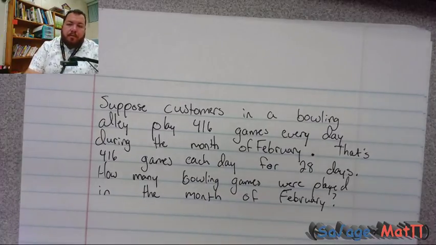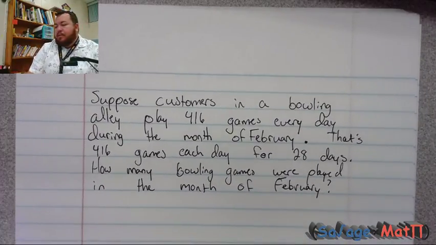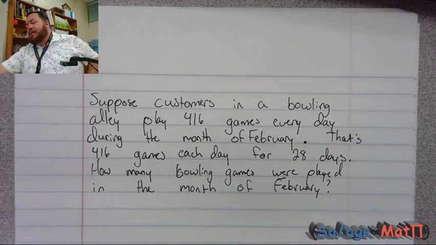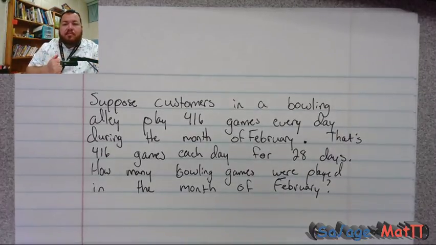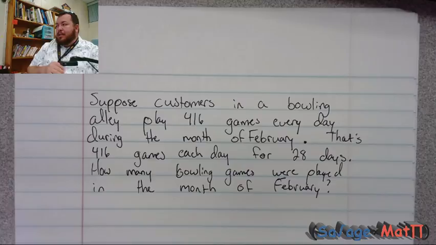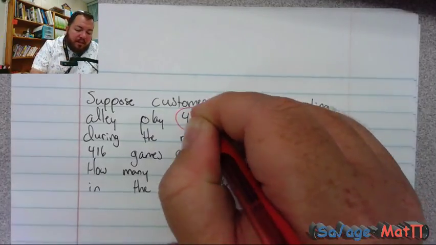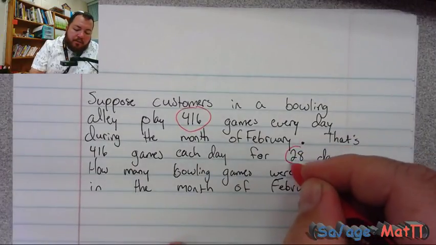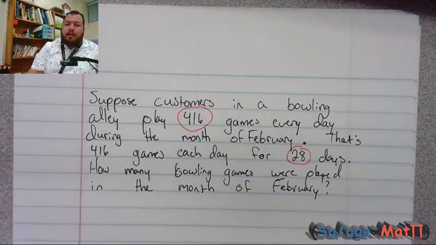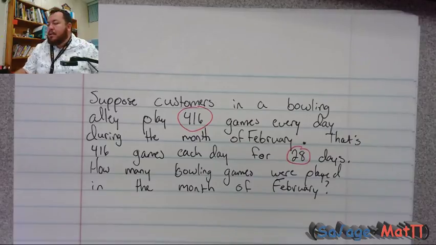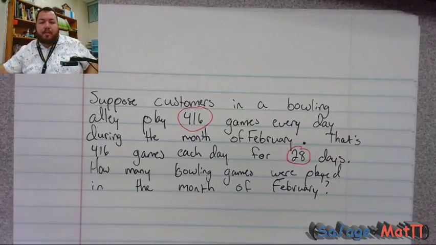So I'm going to read it one more time, just because you guys know I like to read the question multiple times. And this time I'm going to look at the information. Suppose customers in a bowling alley play 416 games every day during the month of February. That's 416 games each day for 28 days. How many bowling games are played in the month of February? So the information I need is 416 and 28. And then I'm going to turn that into a multiplication problem.